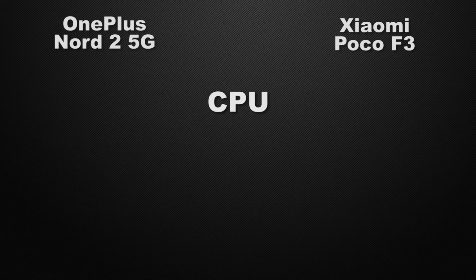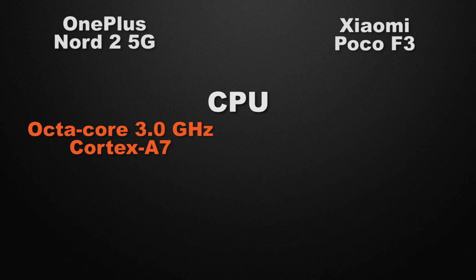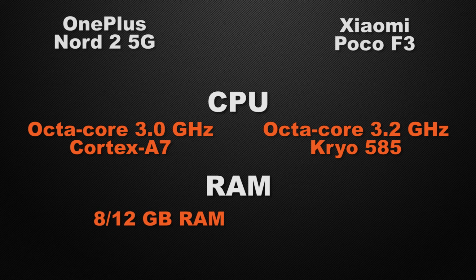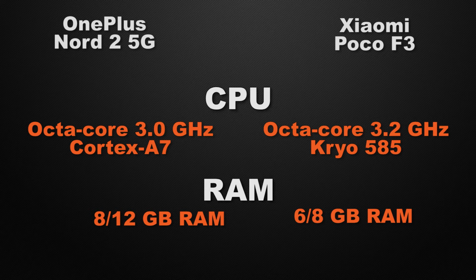Let's talk about the clock speed of the devices. Nord 2 can clock at 3.0 GHz based on an octa-core Cortex chipset, whereas F3 can clock at 3.2 GHz based on an octa-core Kryo chipset. So the winner here is F3 because it has a faster clock speed. And about the RAM variants in the devices, Nord 2 has two options, 8 and 12 GB of RAM, whereas F3 has two options, 6 and 8 GB. So the winner here is Nord 2 because it has higher RAM capacity.